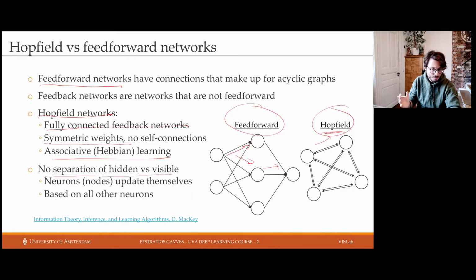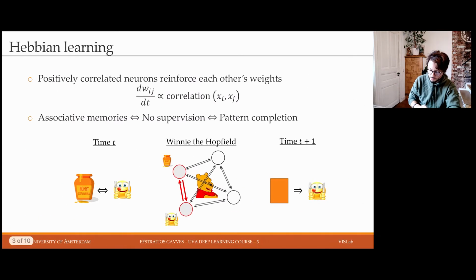With Hopfield networks, traditionally we have no separation between the hidden and visible variables, and the neurons update themselves in a recursive manner based on all other neurons. To make these slides, I used the excellent material from MacKay's book, chapter 42. So what is Hebbian learning?